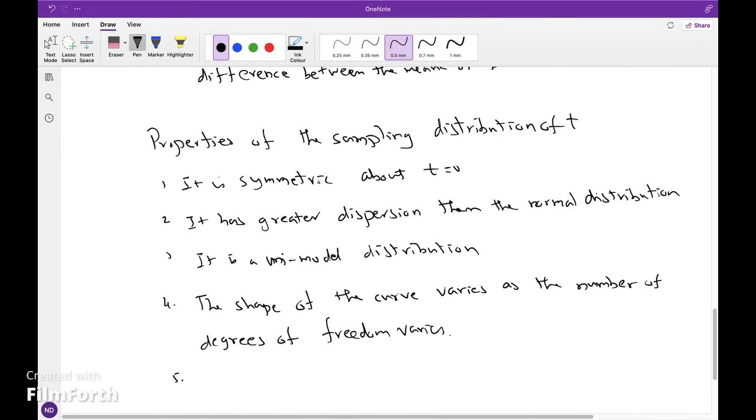Fifth point, as in the normal distribution, the curve is asymptotic to the t-axis.